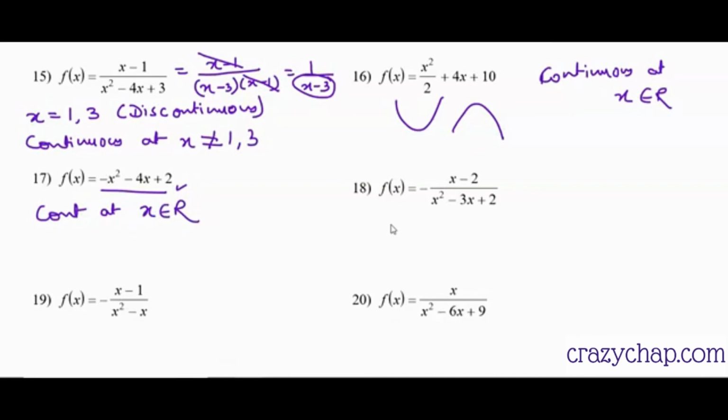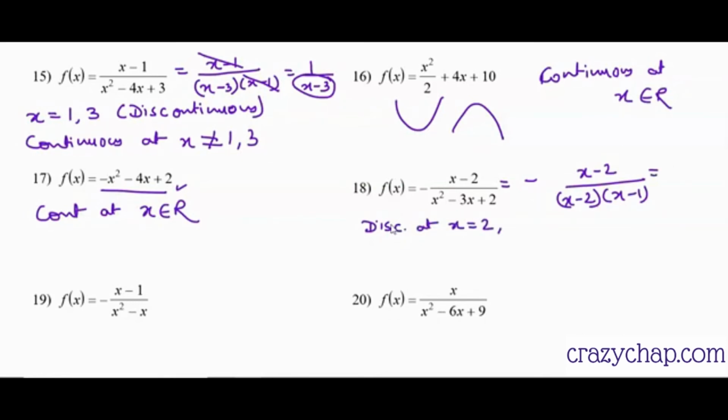Let's try number 18. This function is a rational function. So first we'll try to simplify the numerator and denominator. The numerator is negative of x minus 2, and when we factorize the denominator, we get x minus 2 and x minus 1. The common factor is x minus 2. So for sure it is discontinuous at that value. Let me write: discontinuous at x equal to 2.